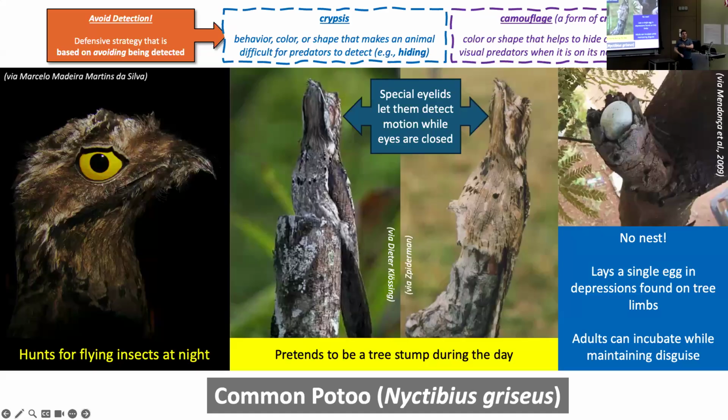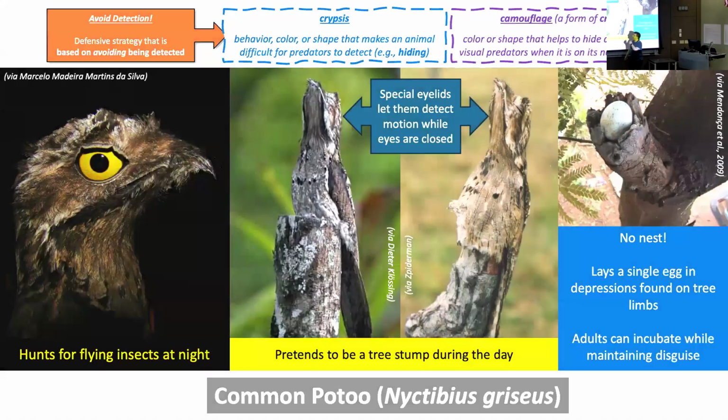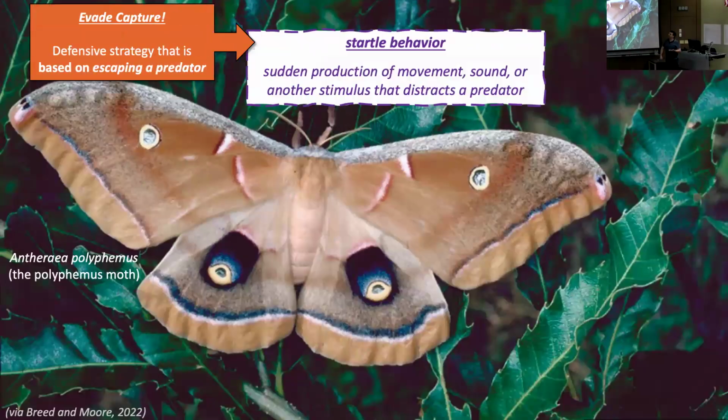So the potoo, really cute bird. Look up videos of it. It's just a really neat bird. Okay, so moving on. Any questions about the mimicry stuff? We're going to move on to gradually higher forms of aggression.